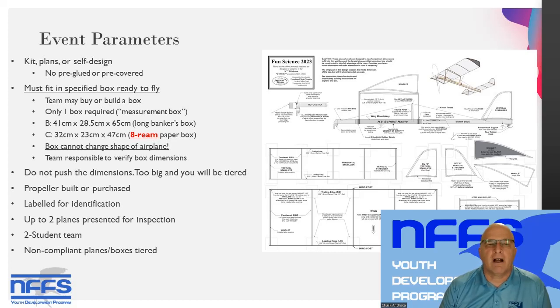The propeller can be built or purchased. The plane must be labeled for identification. Up to 2 planes may be presented for inspection. And the team consists of up to 2 students. Any construction violations end up tiering the planes, which means it will place below any planes that were not tiered.